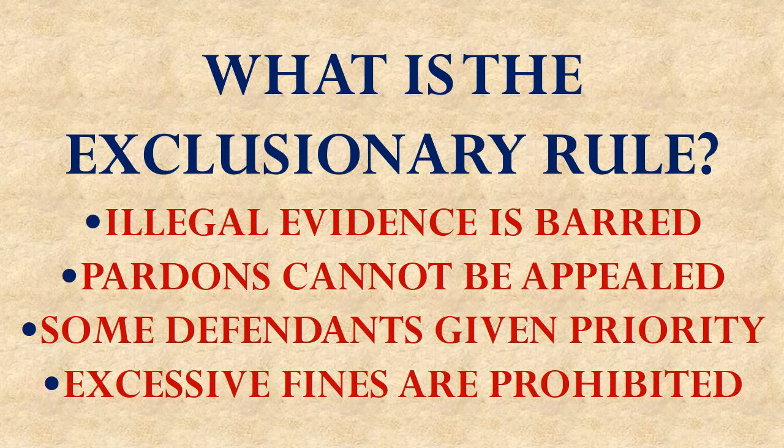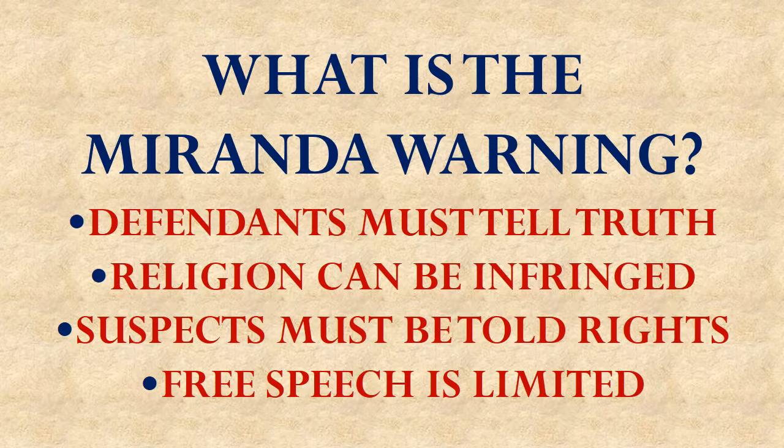What is the exclusionary rule? Is it that illegally obtained evidence is barred from court? Is it that pardons can't be appealed? Is it that some defendants are given priority over others? Or is it that excessive fines are prohibited? The exclusionary rule says that illegal evidence must be barred, can't be presented in court. What is the Miranda warning? Is it that defendants must tell the truth? Is it that religion can be infringed upon? Is it that suspects must be told their rights? Or is it that free speech is limited? The Miranda warning is that suspects must be told their rights.